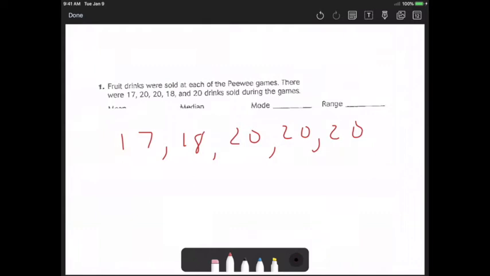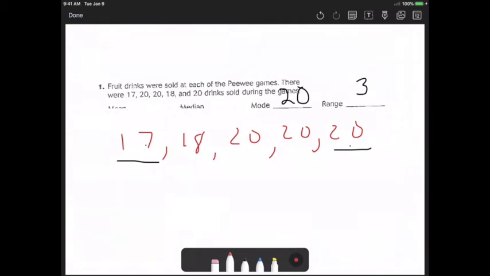All right, let's start with range, because range is easy. We take the biggest minus the smallest, so our range will be 3. I'm going to do median last, because for median I have to do the karate chop. The mode here is which number comes up most often. Well, that's 20. The mean, we add them, and then divide.